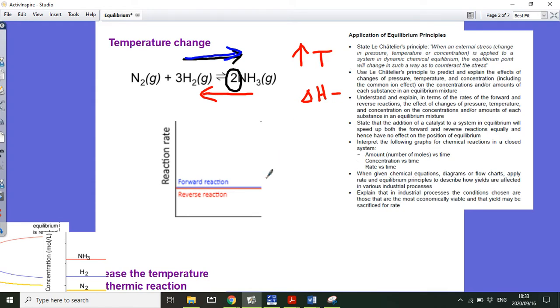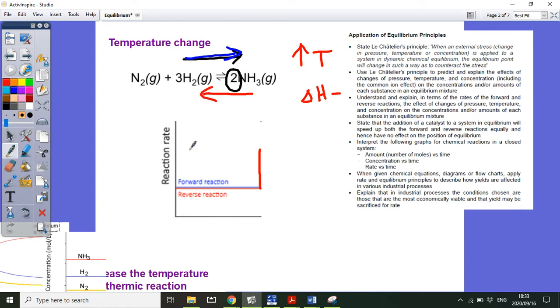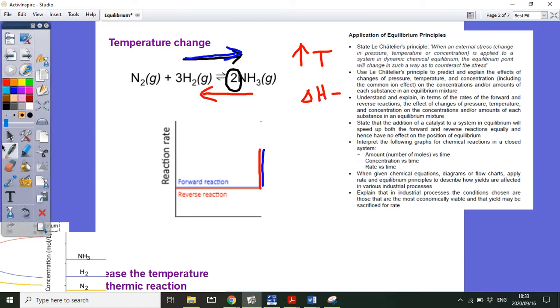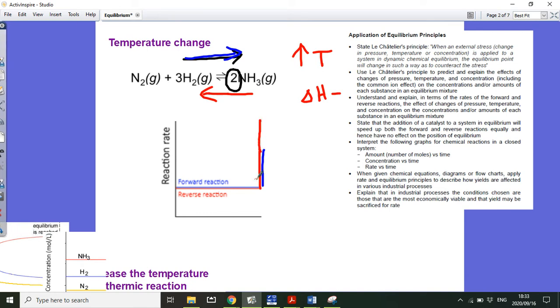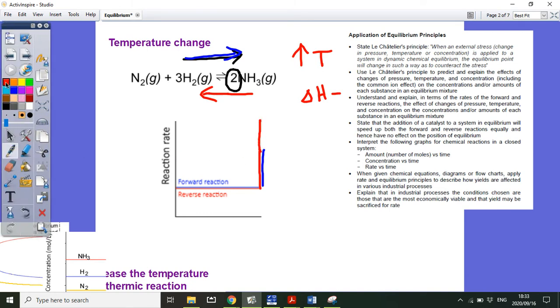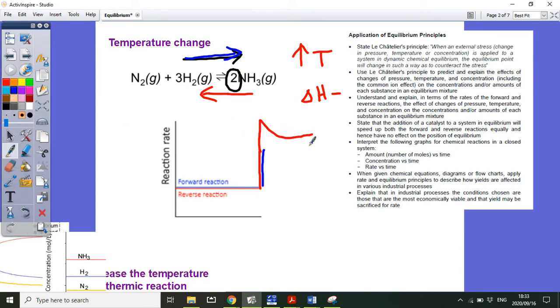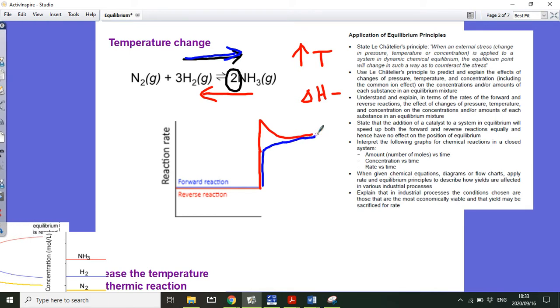So if we look at an increase in the temperature, both reactions, the forward reaction as well as the reverse reaction, will go up. But now remember, we said for an increase in temperature, we're going to favor the reverse reaction because that's endothermic. So we're favoring the reverse reaction, meaning that the line for the reverse reaction will go up more. Once they've gone up, they will form a new equilibrium. So they will just join nicely again, until they are on top of each other there again.